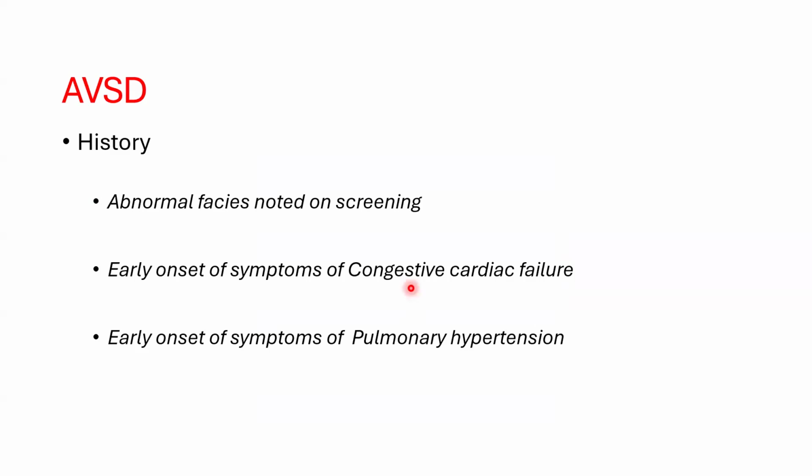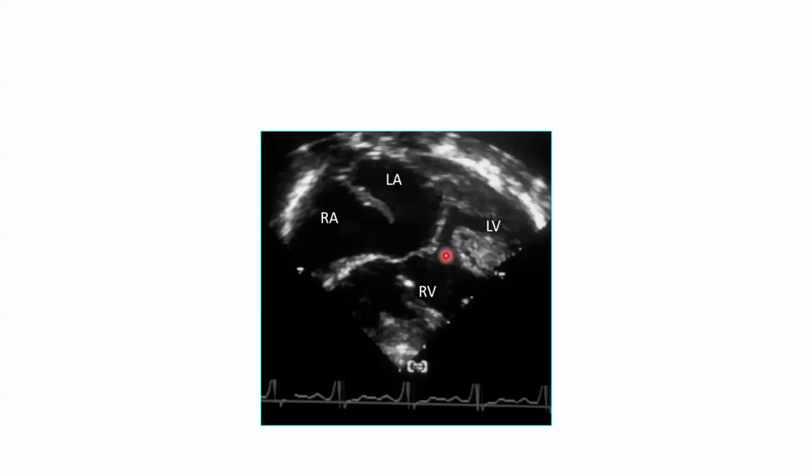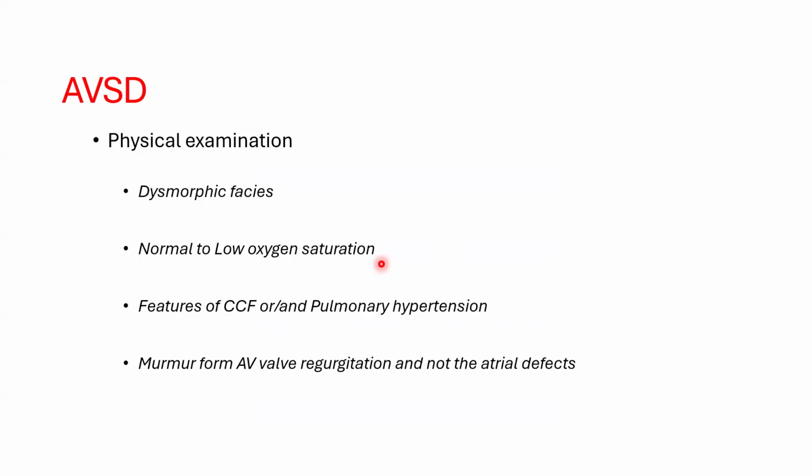So history, like I said, most of them occur in patients with Down syndrome, and they will present with features of heart failure and pulmonary hypertension very early, earlier than all the previous defects. Physical examination, the same, dysmorphic facies in Down syndrome. The saturations may be normal to low because of the amount of streaming of blood. Okay, you have blood mixing up and below.